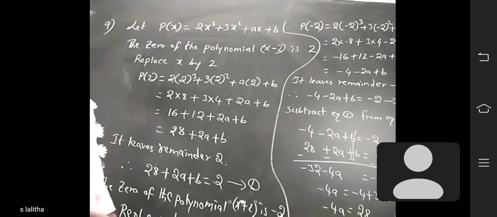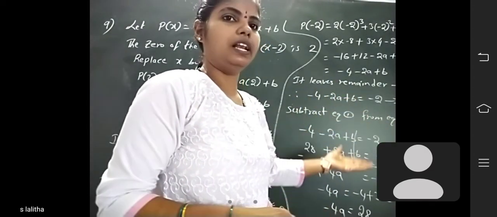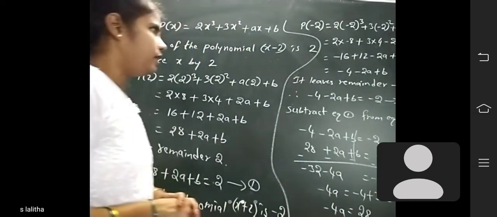Now you have to substitute a is equal to minus 7 in first equation or second equation, so you will get b value. Okay? Come on, write this.